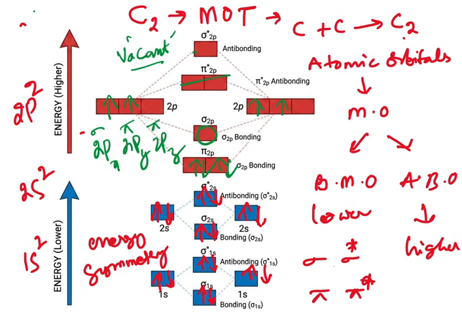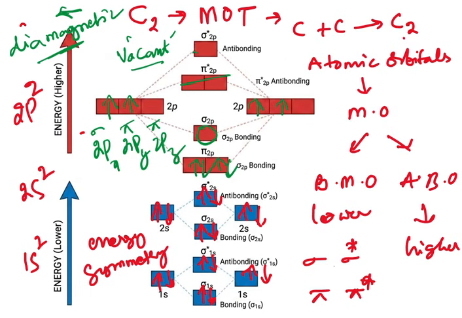Hence, the magnetic character of the C2 molecule is diamagnetic, whereas the O2 molecule is paramagnetic because in its antibonding orbitals there are unpaired electrons, but in the case of the C2 molecule there are no unpaired electrons in the antibonding state. There are paired electrons in the pi bond.